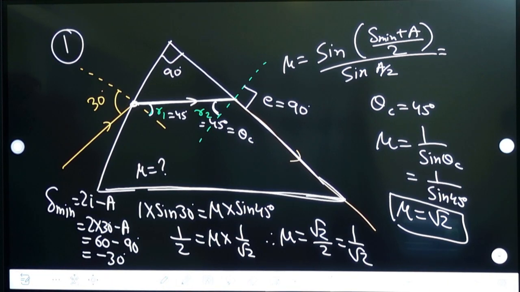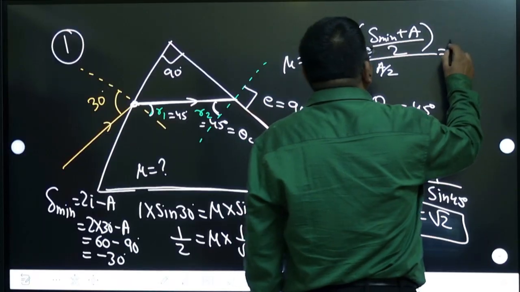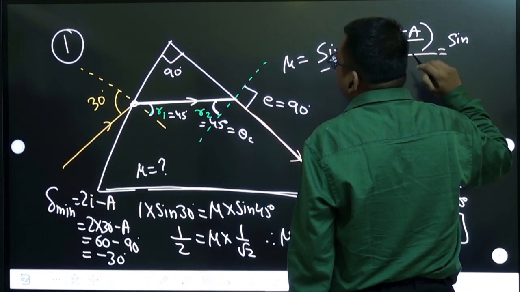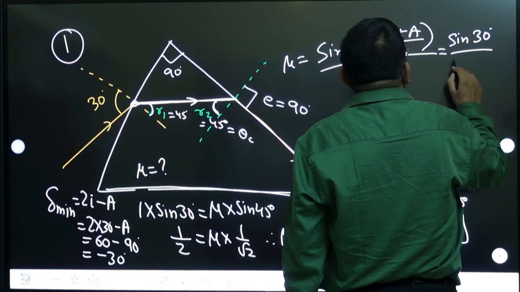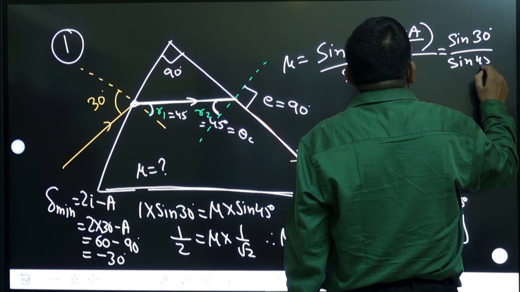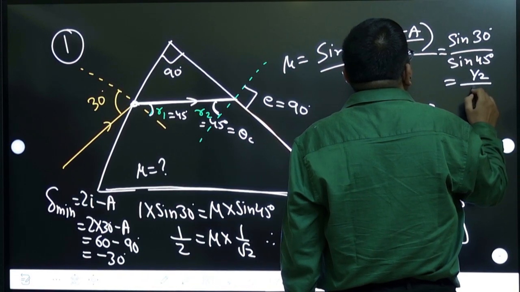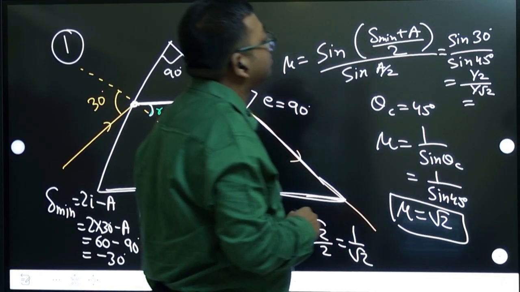And then let us say even if you use this, let us use this minimum deviation. Suppose you got this as minus 30 plus 90. So 60 by 2 you will get 30 degree, and here you will get 45 degree. So sine 30 is 1 by 2. This is 1 by root 2. Tell me.